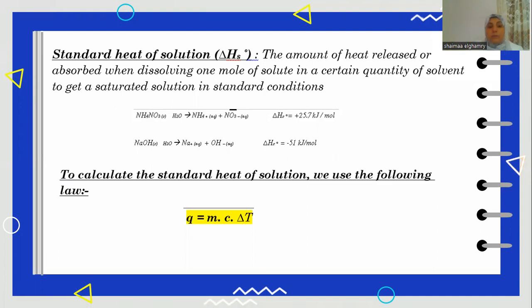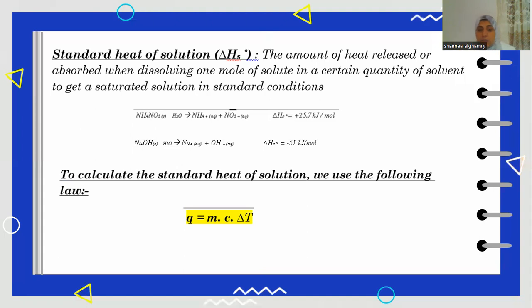The second one, here NaOH, which was solid, plus H2O gives us Na+ plus OH-. Here delta H is negative 51 kilojoule per mole. So this equation represents the dissolving of sodium hydroxide in water and forming an exothermic solution. Why? Because delta H has a negative value.